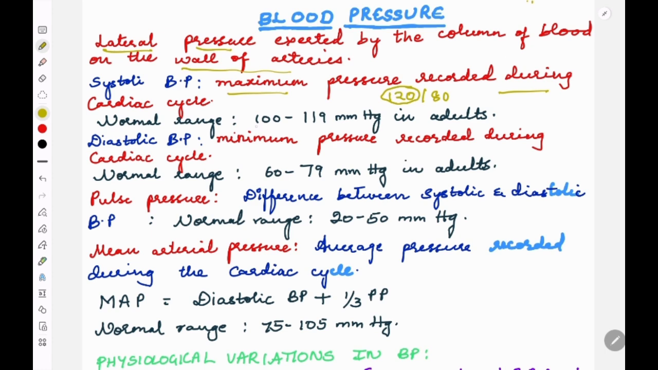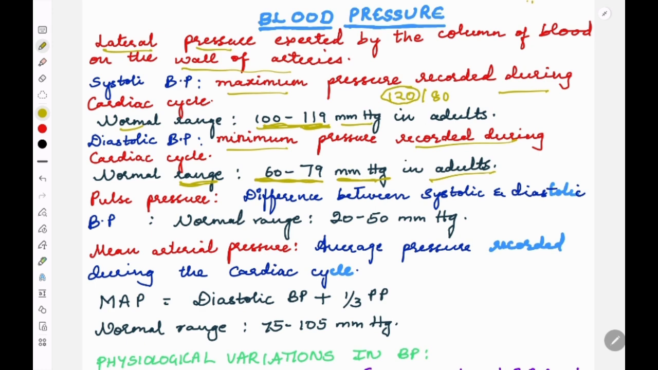But that is the value. What is the range? It ranges from 100 to 119. So if the person has 101 as the systolic BP, then you are supposed to say that the person is normal, because that is also a normal range. So 100 to 119 mmHg is normal in adults. Whereas the diastolic BP, in contrast to the systolic one, is the minimum pressure that is recorded during the cardiac cycle. The range is about 60 to 79 mmHg in adults.